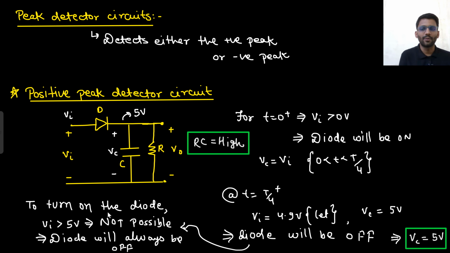Now people may have one doubt, like they will say that, sir, the diode is off now. The diode is off, so what will happen? If the diode is off, how will the circuit look like? This is how the circuit will look like.